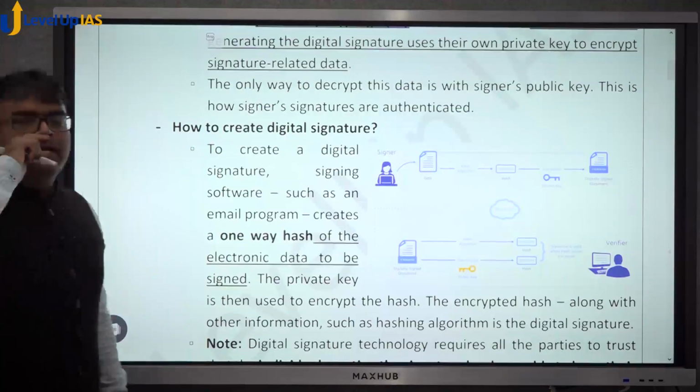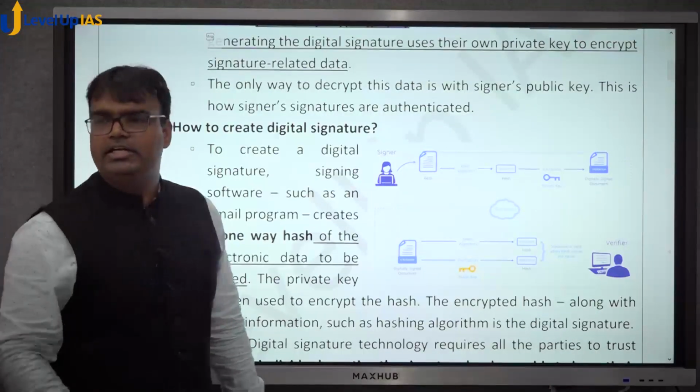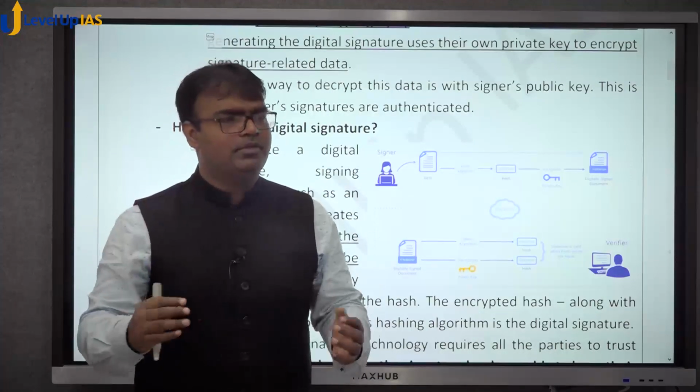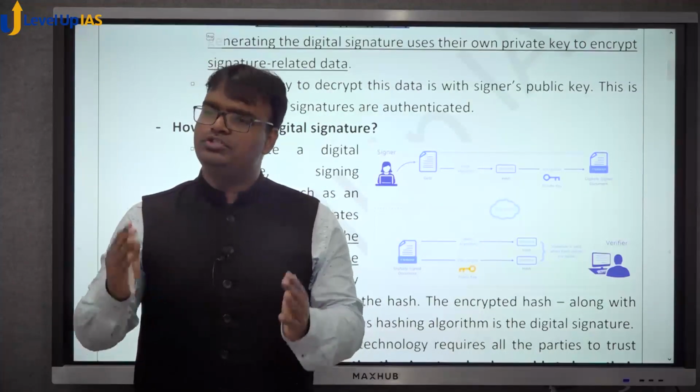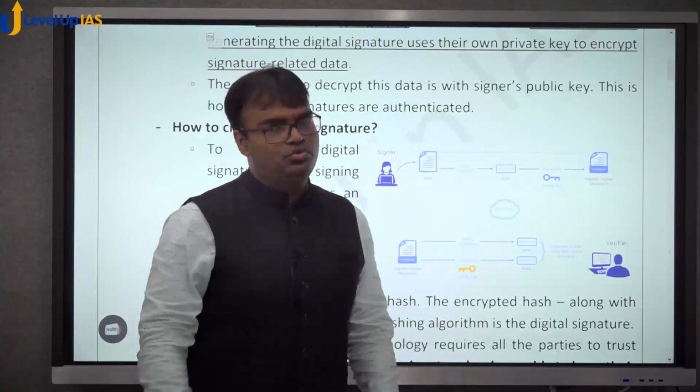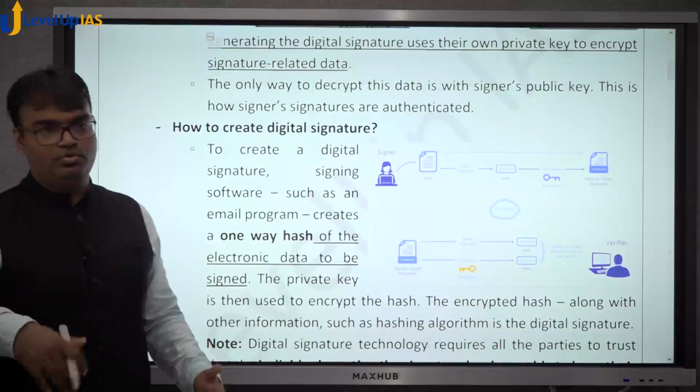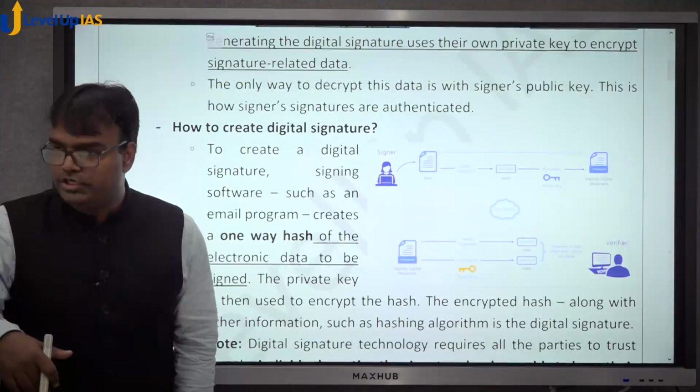Where can it be used? Anywhere where you are sending any digital data or document or software, anything that you're sending digitally, you can use a digital signature to ensure authenticity and integrity.